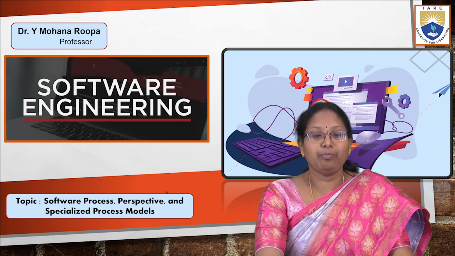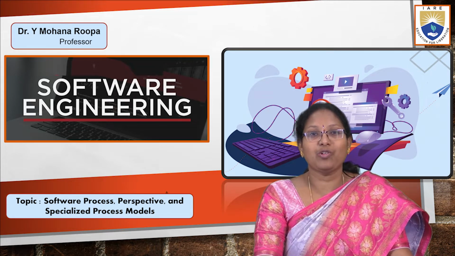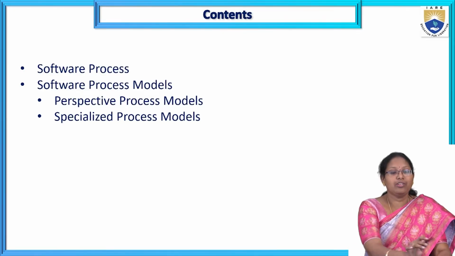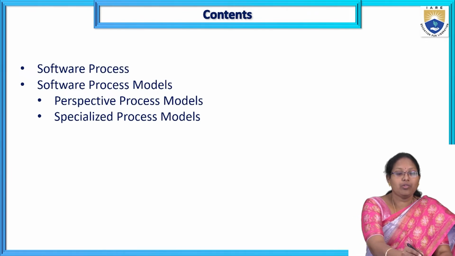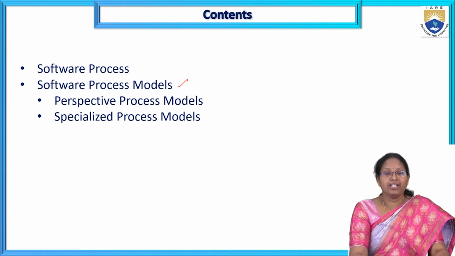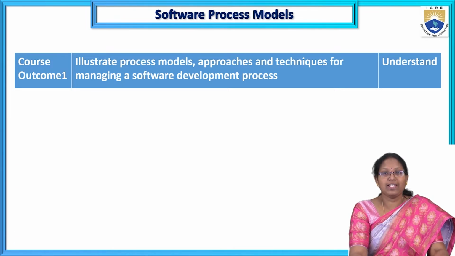Today's topic: Software Process, Prescriptive and Specialized Process Models. The contents in that topic are software process models, and under that, prescriptive process models and specialized process models. First of all, what are the outcomes of this topic? The outcome of this topic is to illustrate process models, approaches, and techniques for managing a software development process. This is the major outcome of this topic.